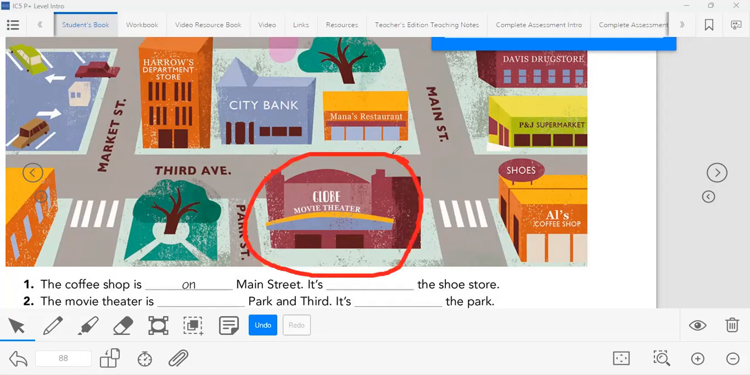What is the movie theater, Miss Munoz? Ay, tengo problemas con el... I don't know. You don't know? Okay, you can give different options. It is across from Mana's restaurant. Okay, it's across from Mana's restaurant. That's one option.